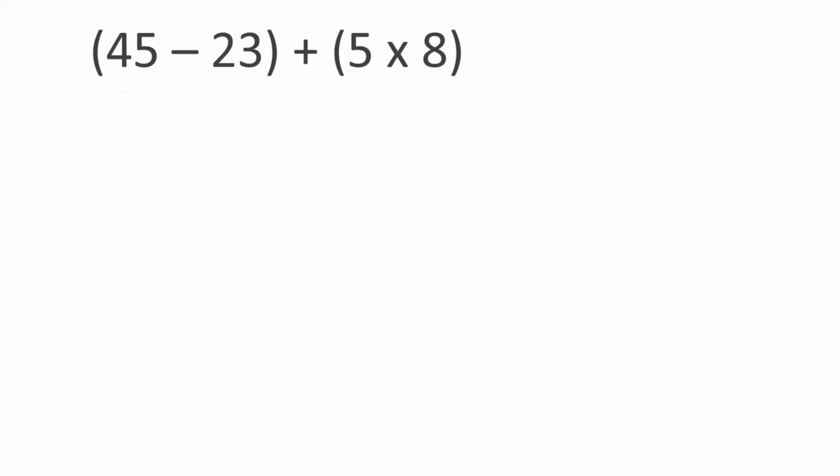45 minus 23 plus 5 times 8. Well, 45 minus 23, we could replace that set of brackets with 22. The other brackets, 5 eighths, are 40. So what we really have then is 22 plus 40. Well, that will be 62.